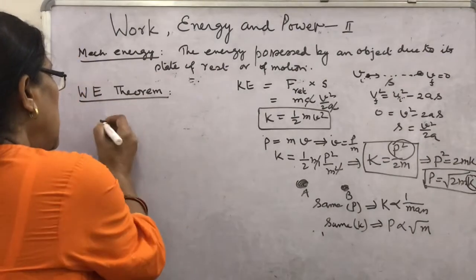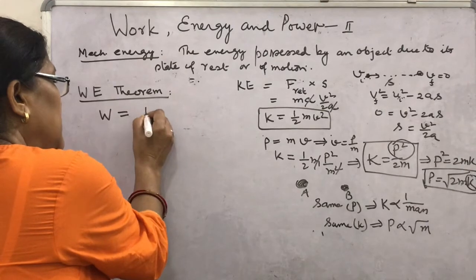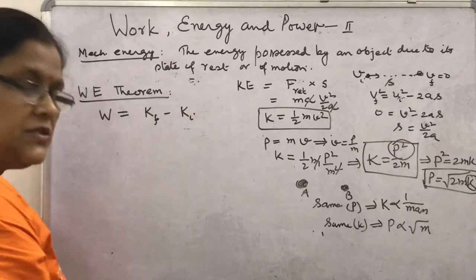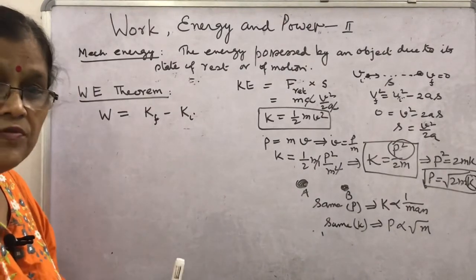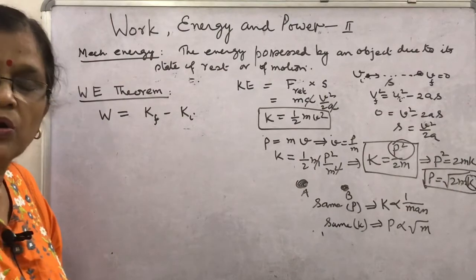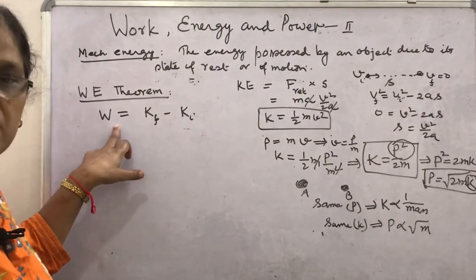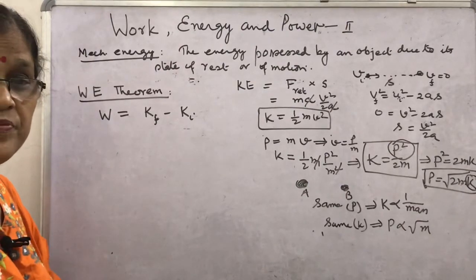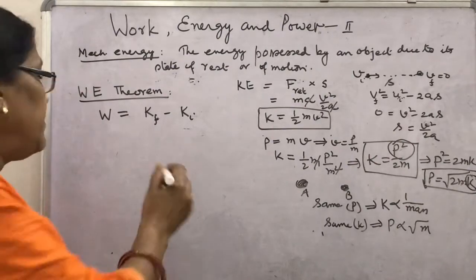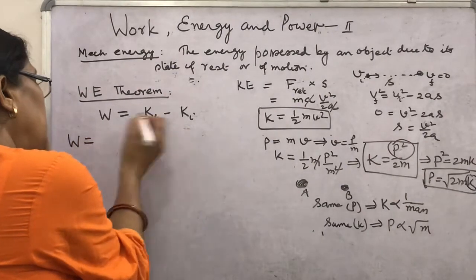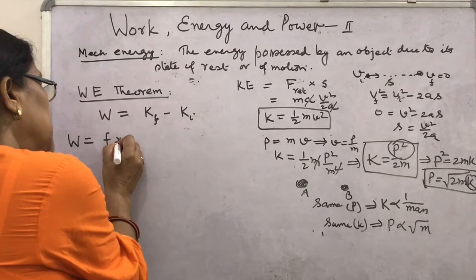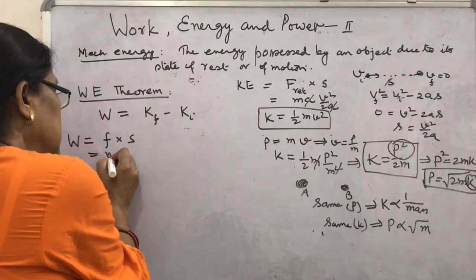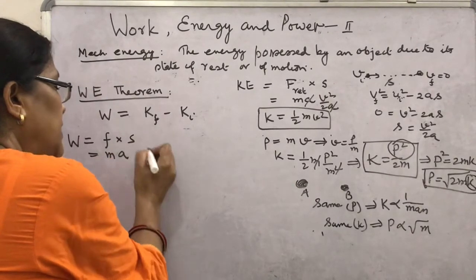How will you write here? This work done equal to change in kinetic energy, that is final kinetic energy minus initial kinetic energy. So, work done by a force on a moving body, you learn here, is equal to change of its kinetic energy. How will you prove it? You know how the work is given? Initially, you know what is work done, force into displacement in the direction of force. What is force? Force is ma. How will you find the displacement?